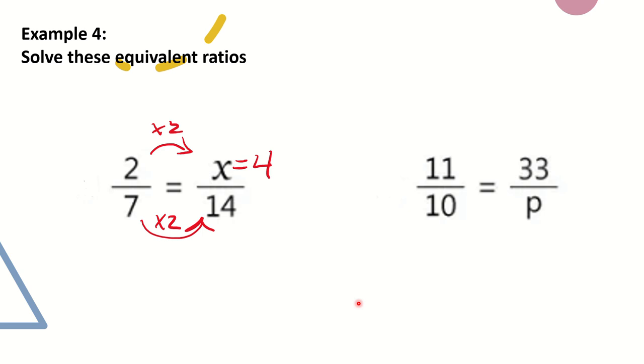Let's look at my next one as well. In this case, again, we're looking for P as my response. We know that 11 times 3 gives me 33. Whatever I do to the top, I also have to do to the bottom. So I know that 10 times 3 gives me 30. So this is telling me that 11 over 10 is also equivalent or equal to 33 over 30.